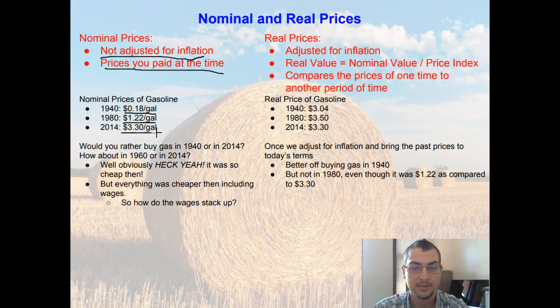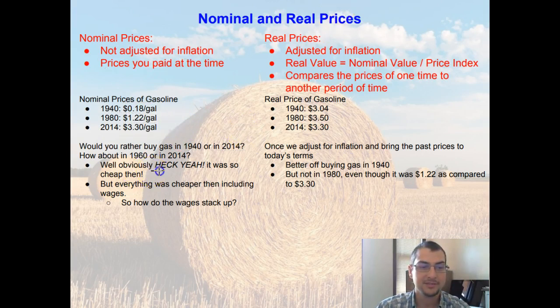That's the nominal price. So let me ask you this. Would you rather buy gas in 1940 as compared to 2014? Would you rather buy it at 18 cents or at $3.33? But you had to be transported back into the 1940s to buy it at that 18 cents a gallon. Well, let's look at it from a different perspective. Would you rather have bought it in 1980 as compared to 2014? Would you rather buy it at $1.22 as compared to $3.33? But you've got to be in the 1980s to experience that price. Well, the obvious answer is, heck yeah.